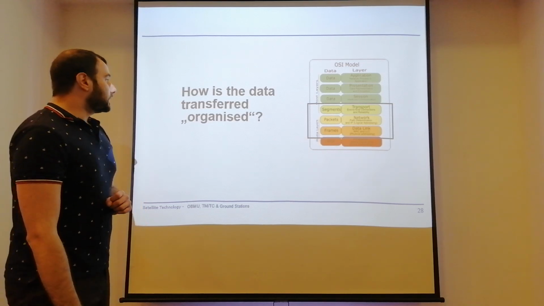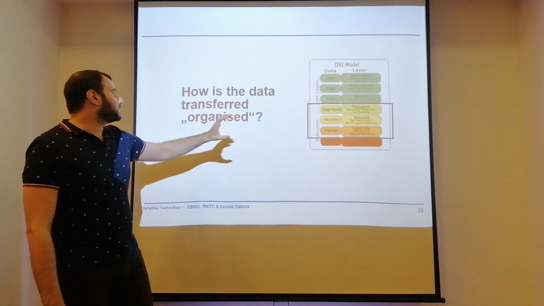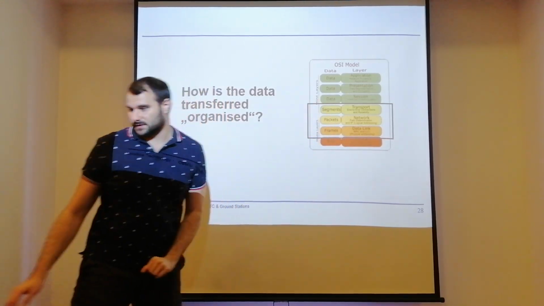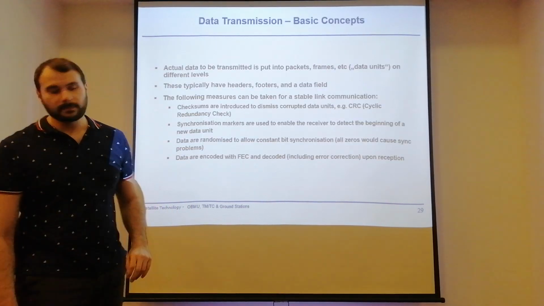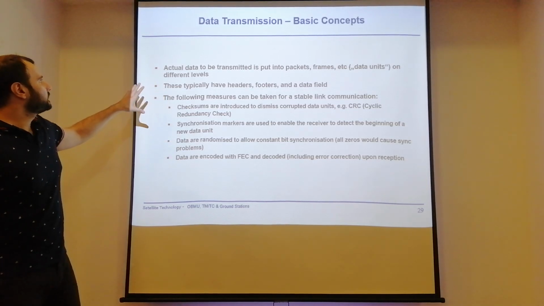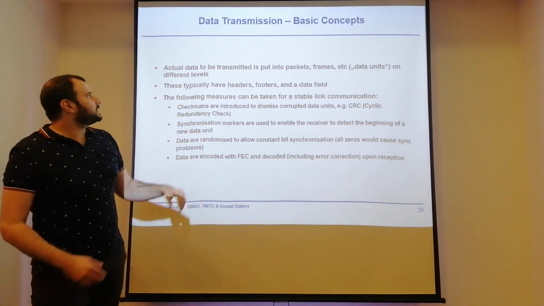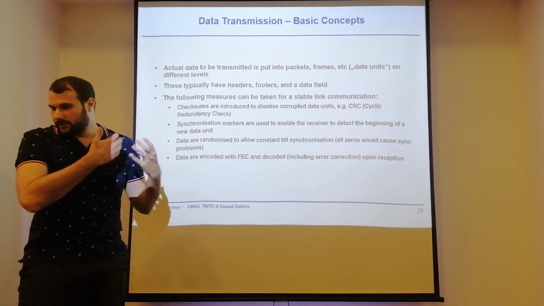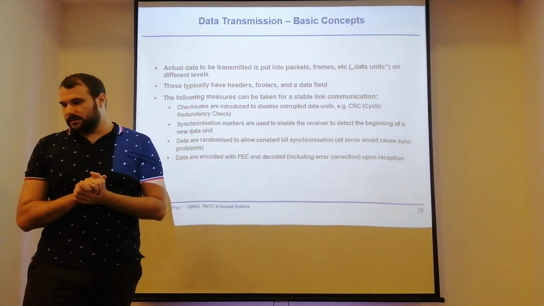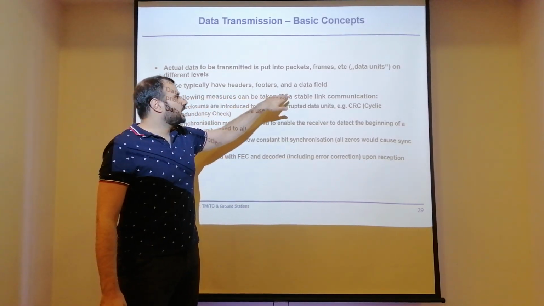So now let's finally have a look, after we went into the physical layer, at how the data transfer is organized. Now we go from frames to packets to segments. The basic concept comprises how the actual data to be transmitted is put into packets, frames, or data units on different levels. And those fields typically have a header, a footer, and a data field.